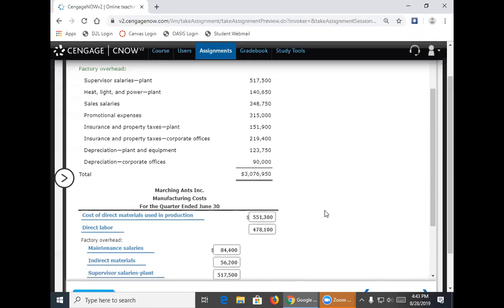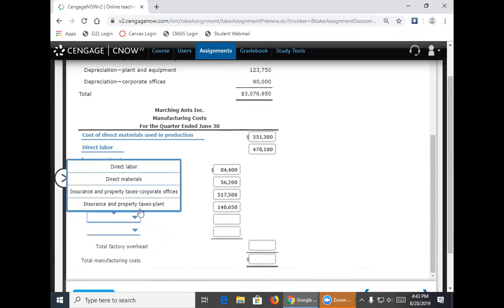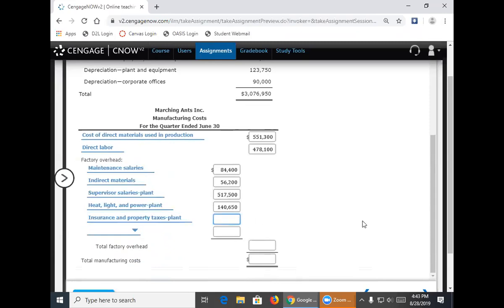What about insurance and property taxes at the plant? I don't think so. You don't think so? I'll give you, anytime it says plant, it's going to be a factory overhead or factory. I don't know why they call it plants and then they call it factory. But if it's tied to the factory, it will be a factory overhead. So insurance and property taxes for the plant or factory, 151,900. So those will be overhead.